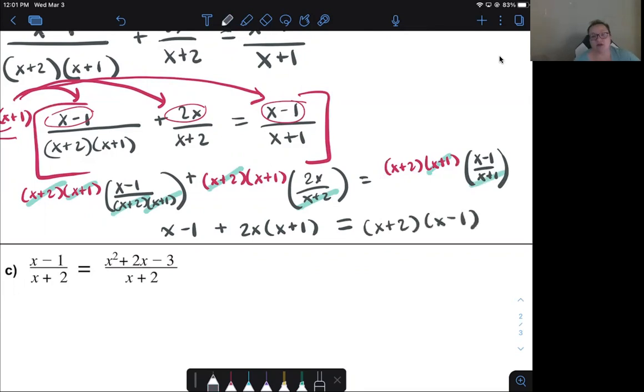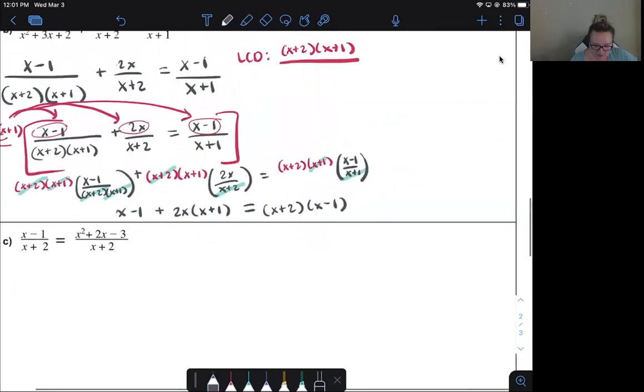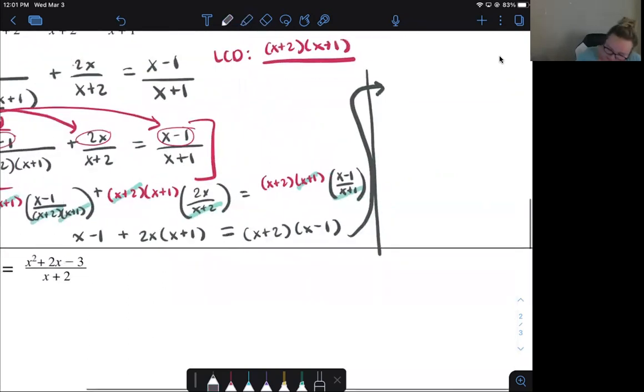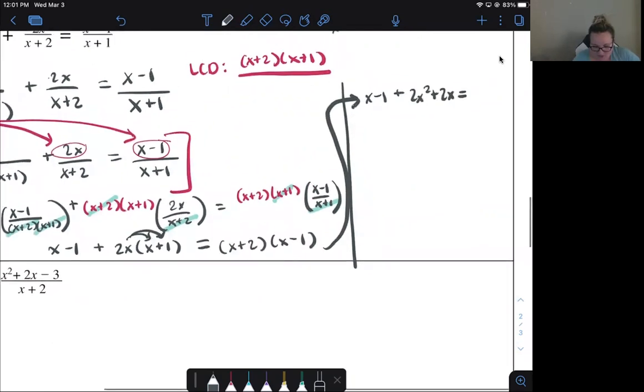So now we've got a lot of multiplying that we have to do with this problem. We've got to multiply everything out, then simplify, and then solve what we can. So I'm going to bring the next step up here. I'm going to have x minus 1 plus 2x times x and 2x plus 1 is 2x squared plus 2x is equal to. Then I need to multiply x plus 2 times x minus 1.